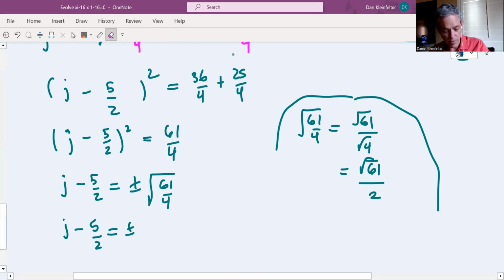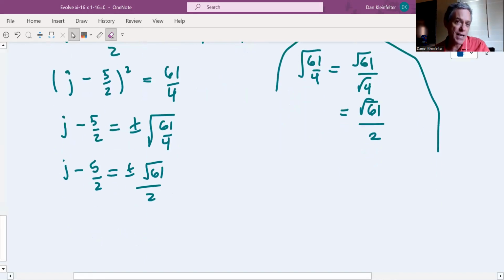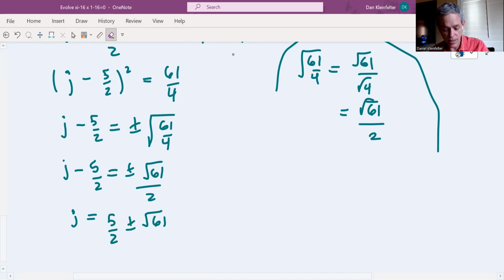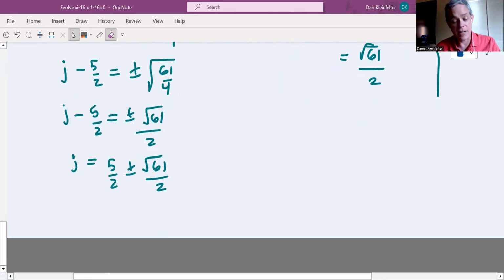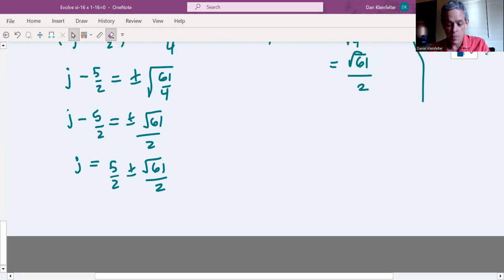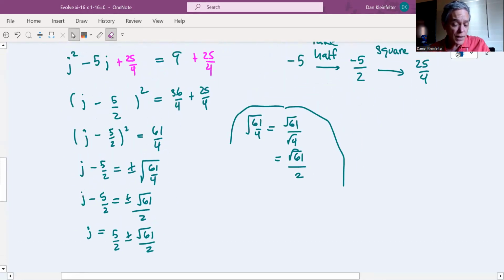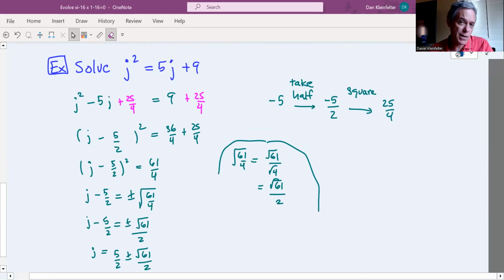Okay, last step is just to add that 5 halves to both sides. So J will equal 5 halves plus or minus the square root of 61 over 2. All right, and that takes us to the end of it, which is lucky because I was about to run out of paper. So it can be a lot of steps, but it's a pretty well-defined sequence of steps.